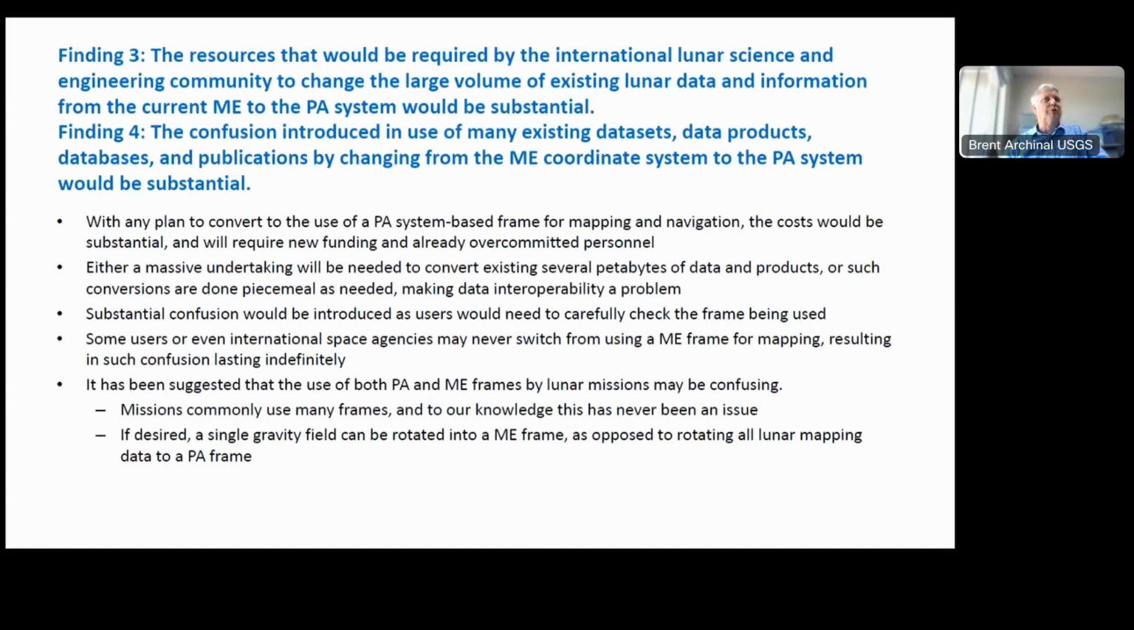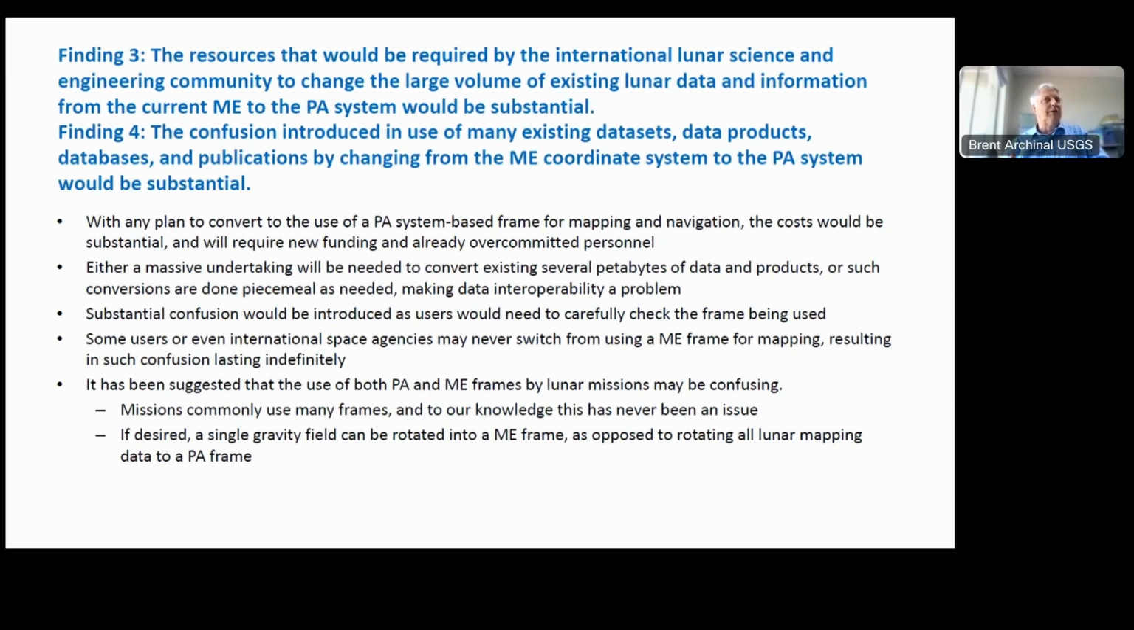But even if you start to do this piecemeal and convert data as needed, you create an interoperability problem of having data sets in different frames. So users would have a big issue because they now have to start carefully checking for which frame is used. Some users may never switch away from using an ME frame for mapping, and this could result in confusion lasting indefinitely.